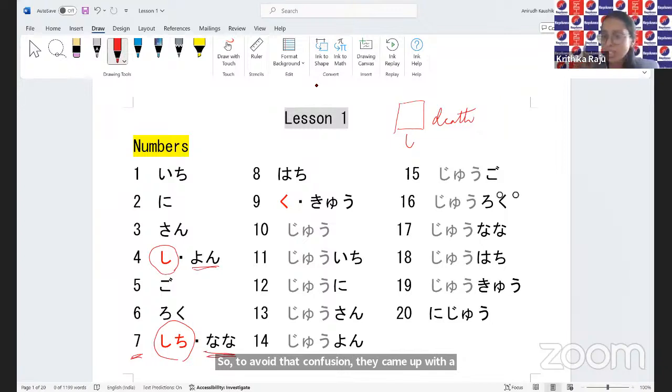So once again, both shichi and nana are in use, just like shi and yon for 4. Here, shichi and nana are both in use, so you have to remember both the sounds.